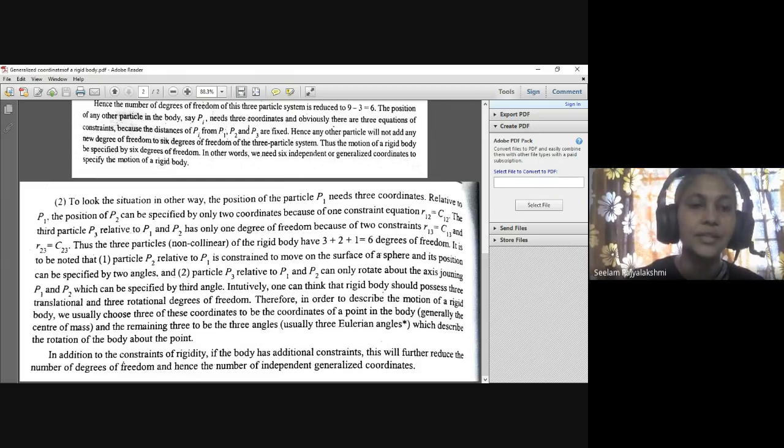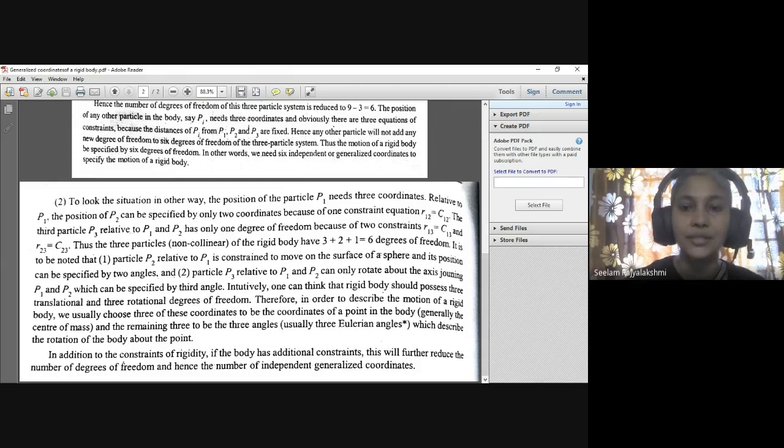So it is to be noted that particle P2 relative to P1 is constrained to move on the surface of a sphere, and its position can be specified by two angles, and particle P3 relative to P1 and P2 can only rotate about the axis joining P1 and P2. So here also it can be specified by a third angle. So intuitively one can think that a rigid body should possess three translational and three rotational degrees of freedom.